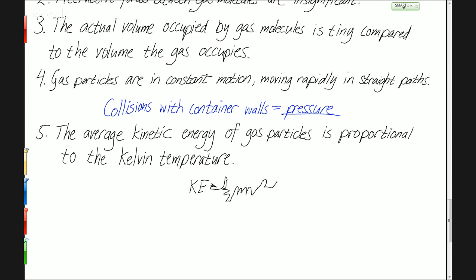Kinetic energy is 1/2 mv squared, where m is mass and v is velocity. So that tells us that the kinetic energy of these gas particles depends both on the mass, that is, how heavy are they, and also how fast they're traveling, the velocity.